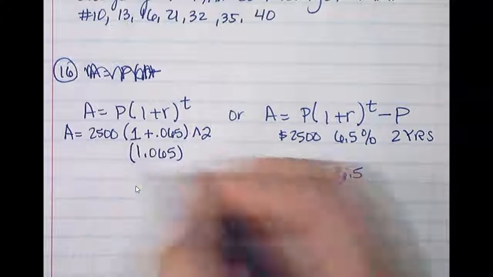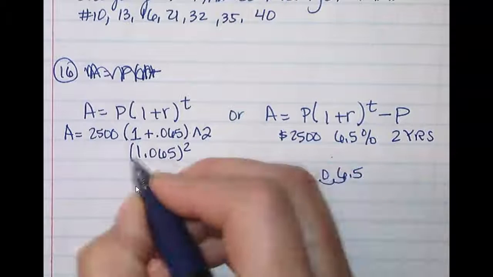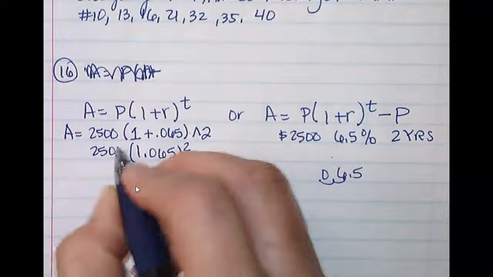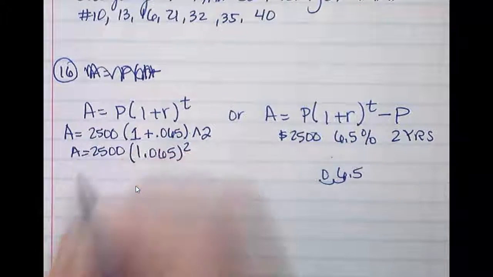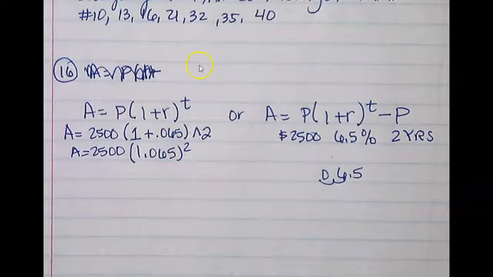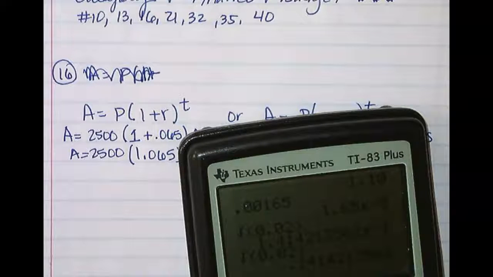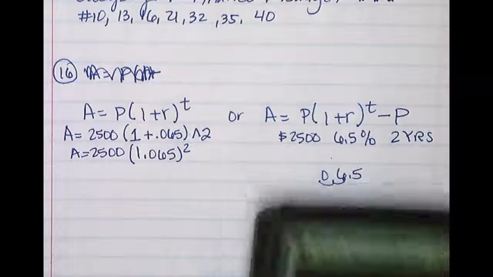1.065 to the second power. And then you're going to multiply that by 2,500. Do you think the answer is more than 2,500? I would hope so. So let's use my calculator because I don't think we want to do all that craziness. So push enter. There, I cleared it for us. So you're going to type all this in.